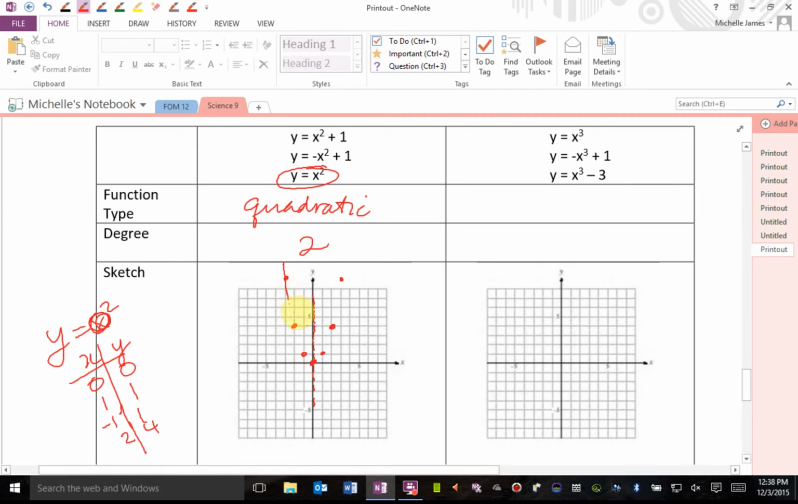You have to freehand these and label, please.